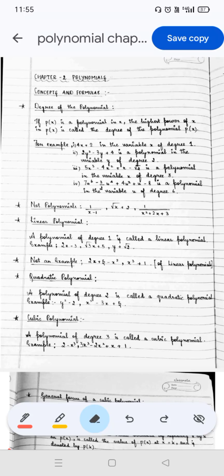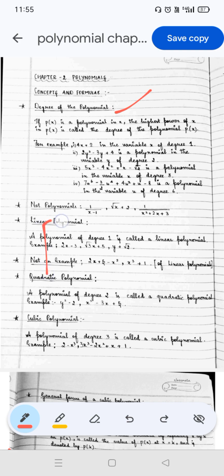Good morning, students. Today I am going to teach you guys the concepts of Chapter 2 Polynomials, Class 10 CBSE NCERT syllabus. So, the concepts and the formulas involved in the chapter Polynomials will be covered in this one video itself. So, the first concept is degree of the polynomial.